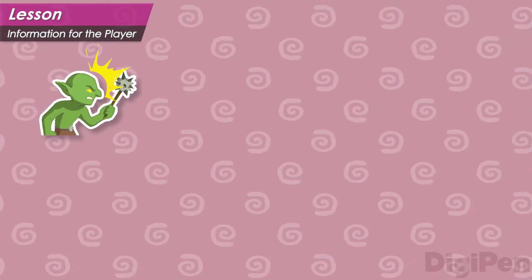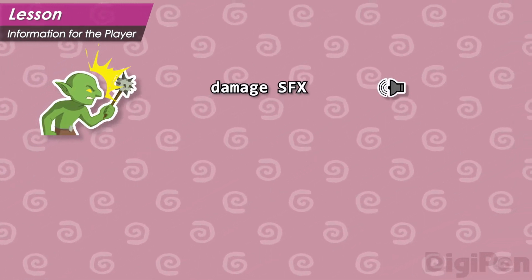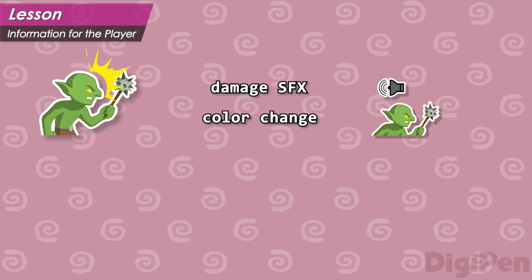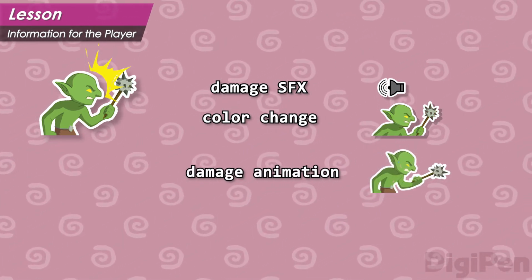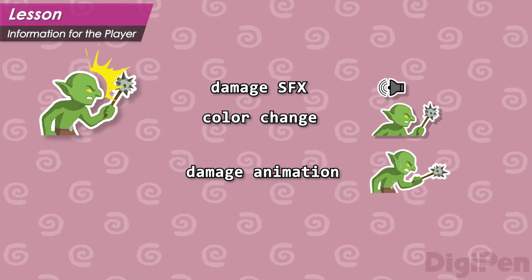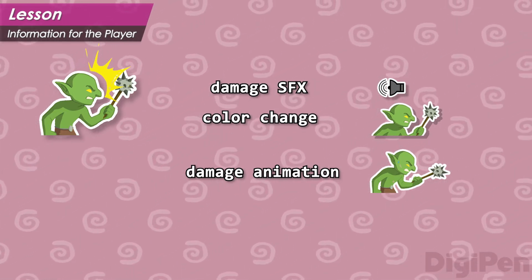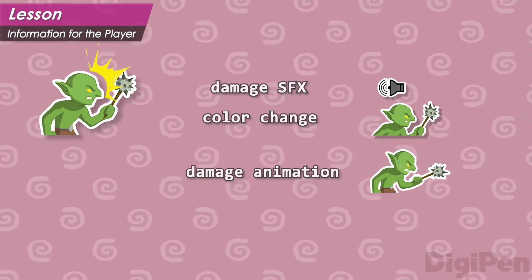If, on the other hand, an enemy takes damage, there should be a sound effect, and the enemy might change color and have an animation for it, but that's usually enough. It's more important for the player to know that the hero has taken damage than it is for them to know that an enemy has been hit.